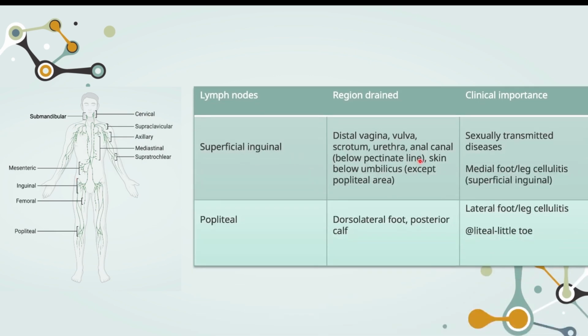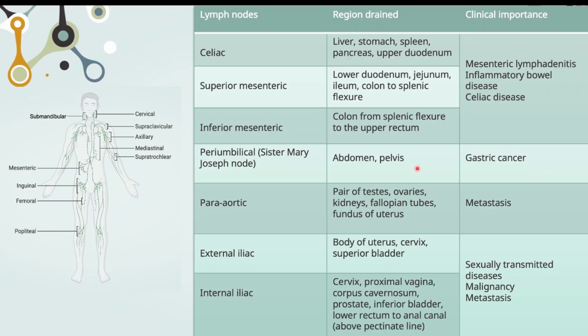Now, another really important point from exam point of view is the involvement of anal canal below the pectinate line and involvement of anal canal above the pectinate line, all right? Now, if there is any disease condition below the pectinate line, it will drain to the superficial inguinal lymph node. But if there is involvement above the pectinate line, it will involve the internal iliac. All right, super high yield from exam point of view.